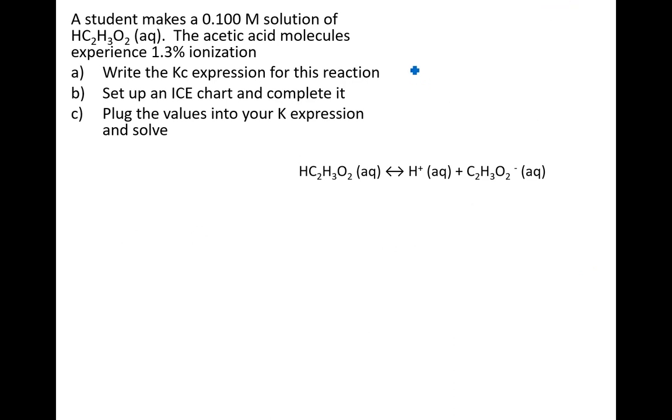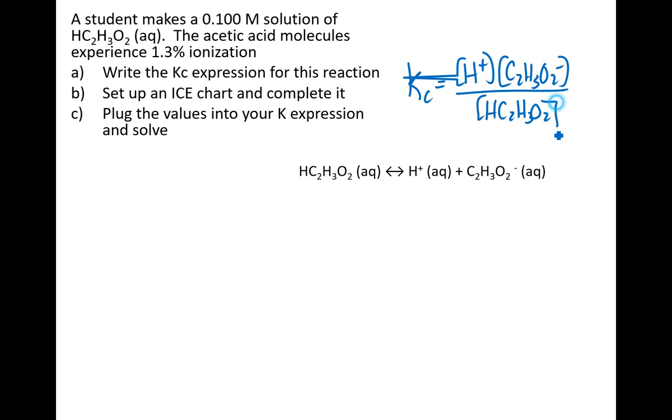All right. So I'm going to start up by writing my Kc expression. And again, it's my products over my reactants. I'm using brackets because it is a Kc. It's going to look like this. So coefficients become exponents, but all the coefficients are 1. And we call this a Ka because this substance is an acid. And I can tell it's an acid because it is making H+ ions. That's one of the ways you can spot it's an acid.